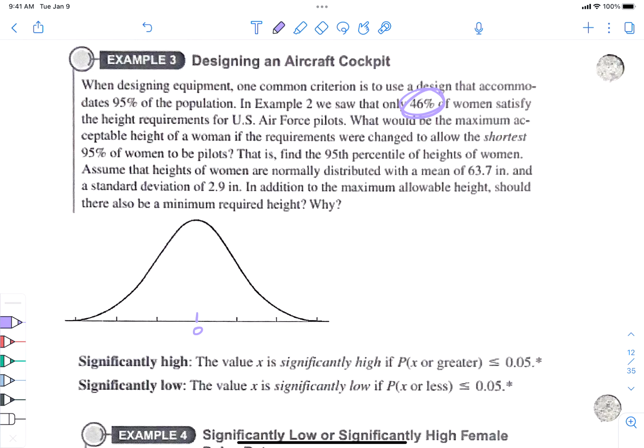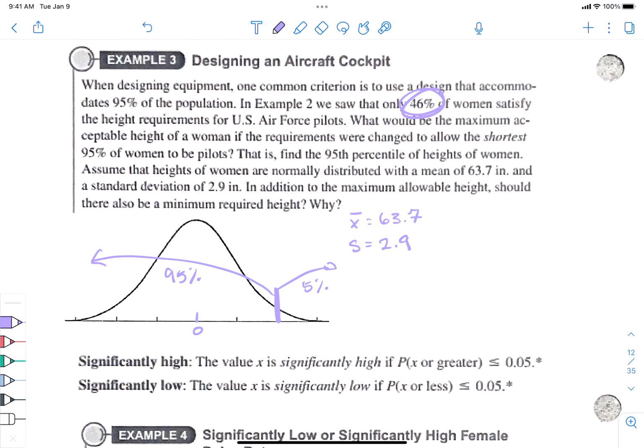That means 95% are located here to the left and 5% are this way to the right. We're trying to find what this value would be. We still have the same X bar and the same standard deviation. They give it to us again: 63.7 and 2.9. We're trying to find what that height requirement needs to be. This is going to be a new one, but we've done this before, on your height sheet, I think.